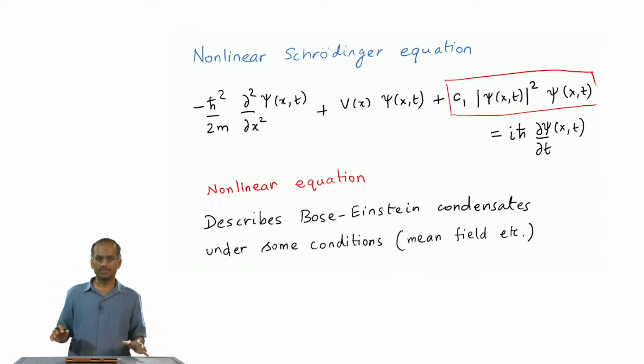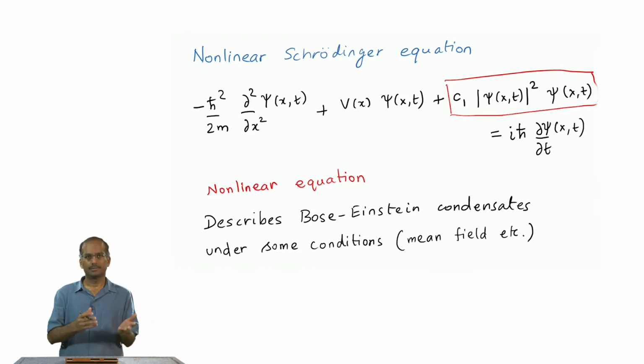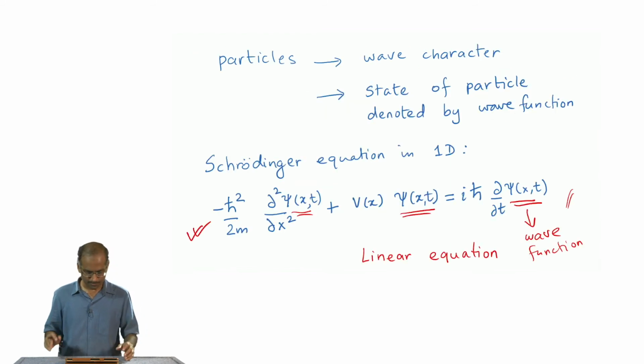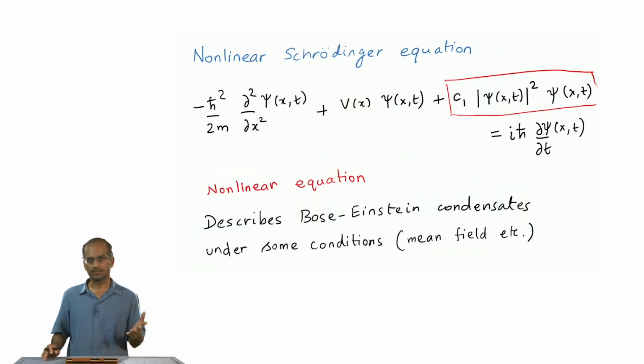There are certain situations where that kind of description does not work, principally for instance, when you want to study Bose-Einstein condensates. Under certain conditions, there are these interacting phenomena where you need to appeal to a different kind of Schrödinger equation, and it is called the nonlinear Schrödinger equation. This term here, which is now marked in that red box, introduces nonlinearity, which makes this a nonlinear equation.